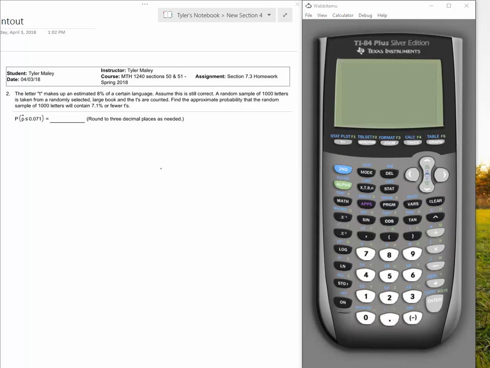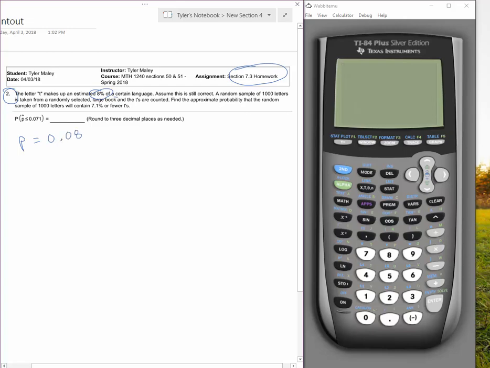All right, so without further ado, I'll go ahead and start this assignment. So this question is question number 2 from 7.3 homework, right? So we're told the letter T makes up an estimated 8% of a certain language. Assume that this is still correct, right? So if we're assuming that T gets 8% of a certain language, that's going to be my P, my population proportion, right? 0.08, right? And don't forget, in the population proportion, the P, this is my mean, right?